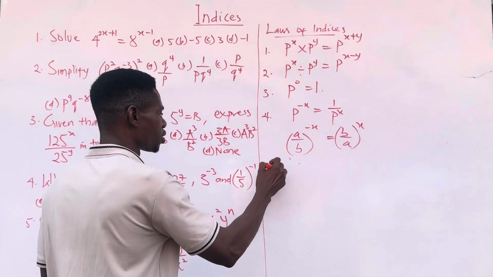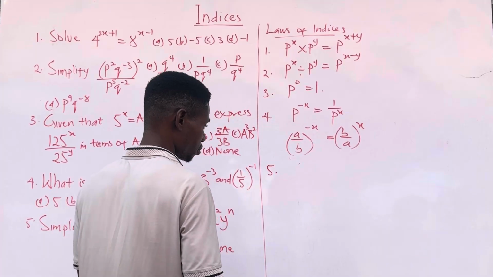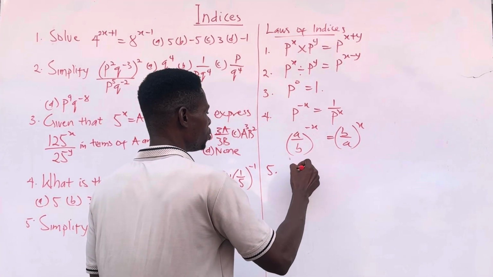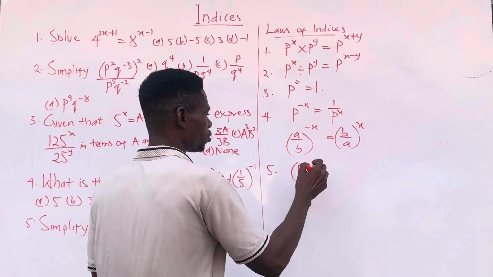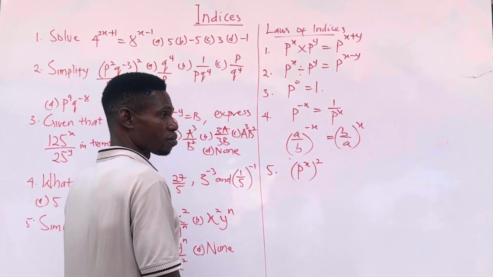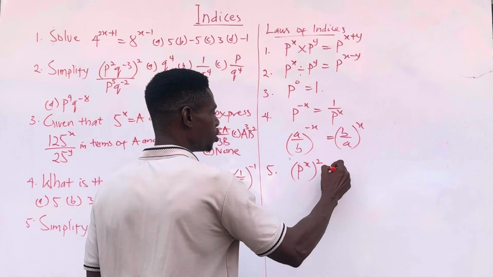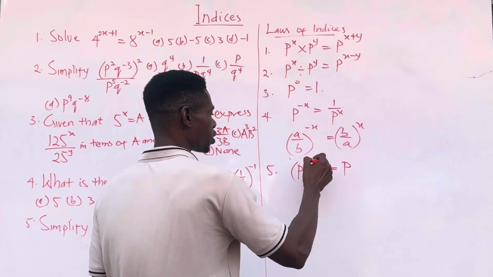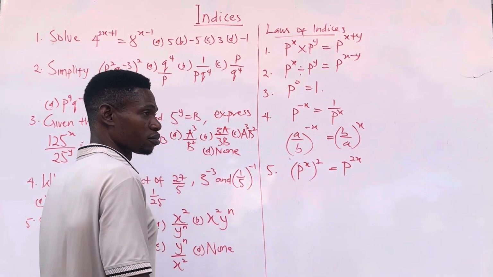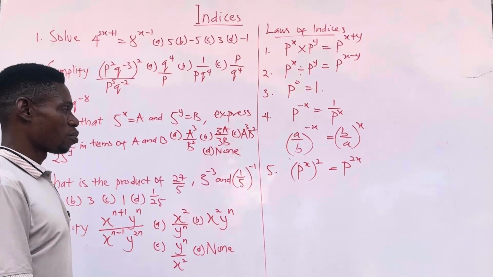Now the fifth law says that, let's say you have p raised to power x, all raised to power 2. Now there's a power here, another power, right? Just multiply the 2 powers. So p raised to power 2 times x, that's 2x. Just multiply the 2 powers.